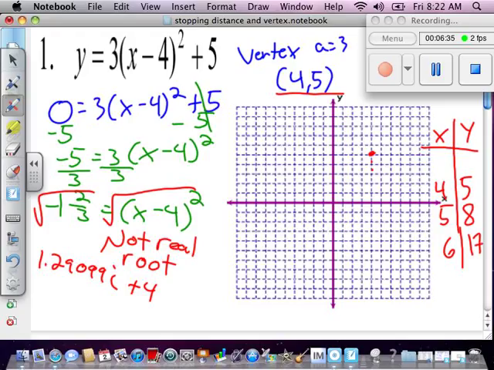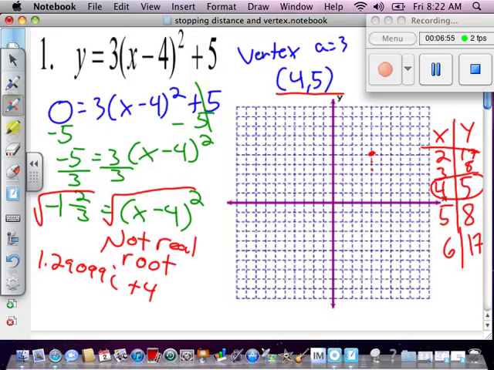So here is my question, ladies and gentlemen. Could you tell me, without plugging it into the equation, what 3 and 2 are going to be? If this is the vertex, what's the answer for 3? 8. And 2 would be 17.